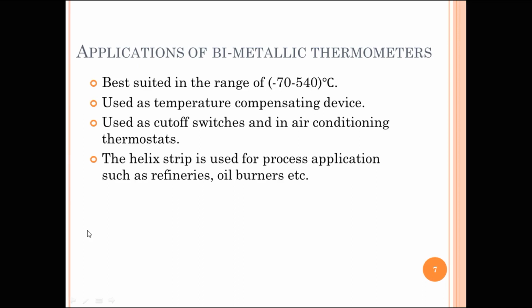Applications of bimetallic thermometers: it is best suited in the range of -70 to 540 degrees Celsius. It is used as a temperature compensating device. It is mainly used as cutoff switches and in air conditioning thermostats. The helix strip is used for process applications such as refineries, oil burners, etc.